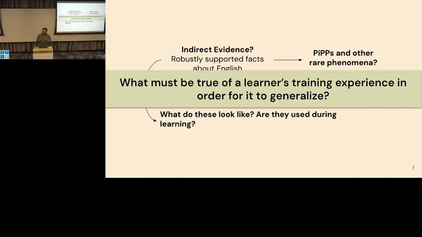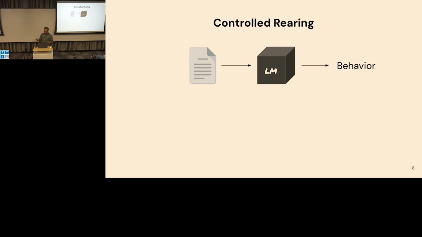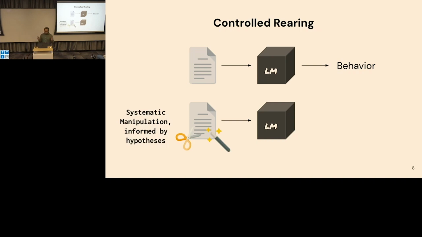So the question that I'm asking in this talk and in my general research program is, what must be true of a learner's training experience in order for it to generalize? As a potential solution, I want to propose this paradigm called controlled rearing, which is essentially taking a corpus of text, training a language model, measuring its targeted behavior, whatever that might be, and then doing the same thing, but manipulating this corpus in a systematic manner, informed by particular hypotheses about what you think must be true of the learning experience in order for a certain target behavior to emerge. And so you would do this, and then you get an analogous behavioral signature of the model, and then compare the two behaviors to conclude what a learning hypothesis contributes to the target behavior.